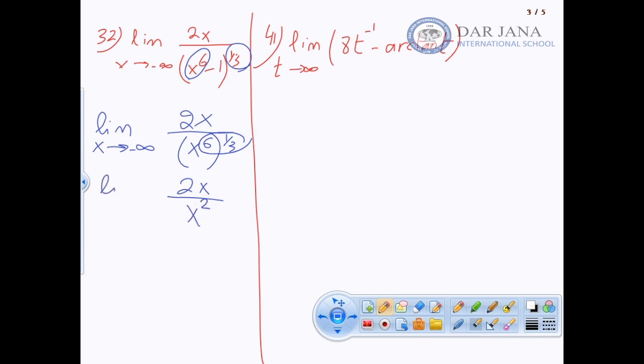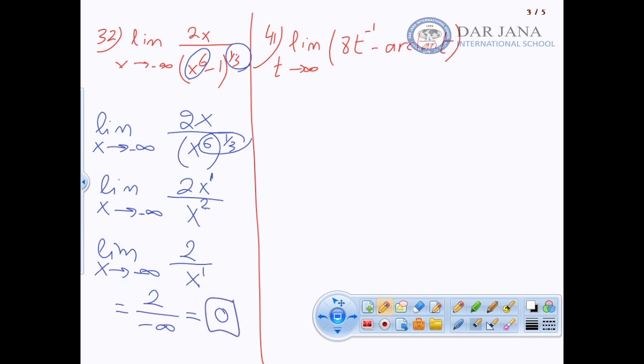So limit as x approaches negative infinity. Now subtract. This has nothing, which means I have exponent 1. Subtract: it's going to be 2 over x power 2 minus 1, it's 1, of course. So as x approaches negative infinity, the final answer is going to be 2 over negative infinity, which is 0. Yes.